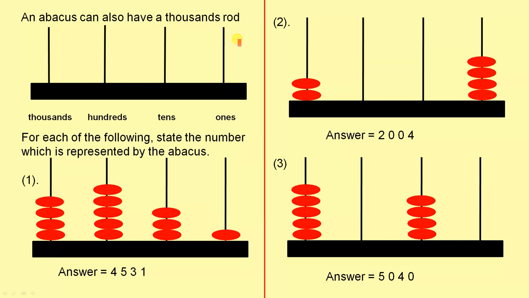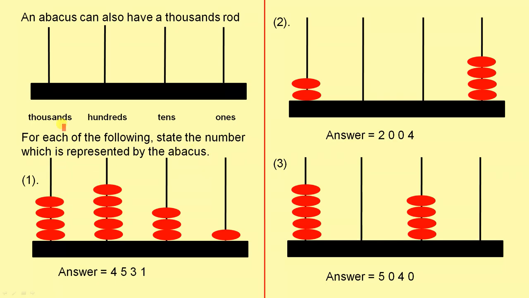An abacus can also have a thousands rod. You can have many other rods, but we'll just go up to the thousands for this lesson. So we've got the ones, the tens, the hundreds, and the thousands. So for each of the following, state the number which is represented by the abacus.